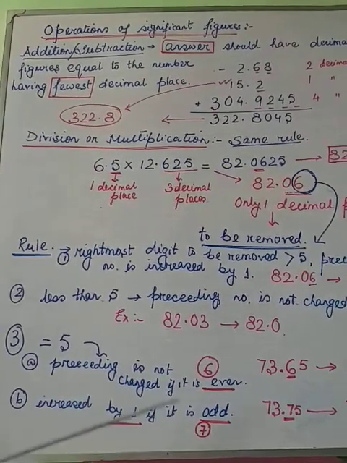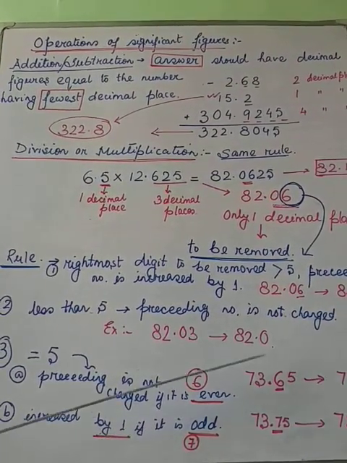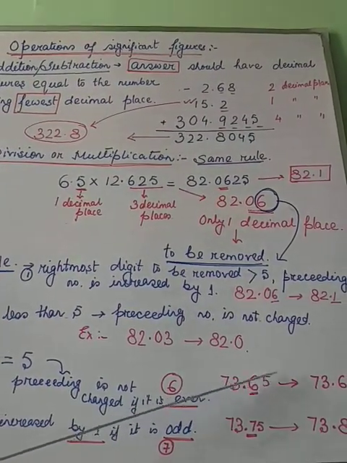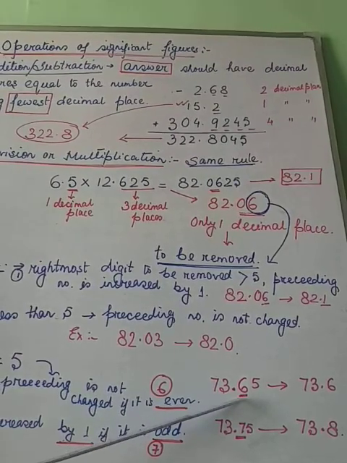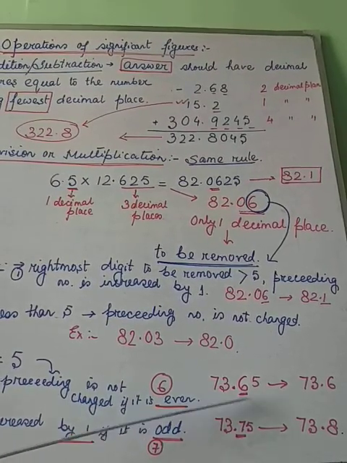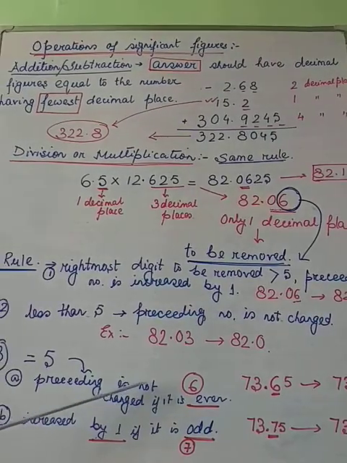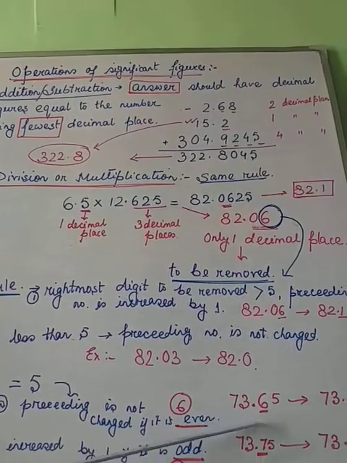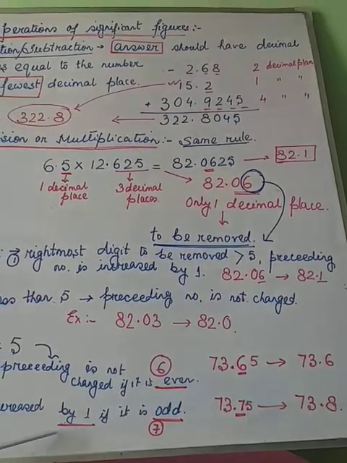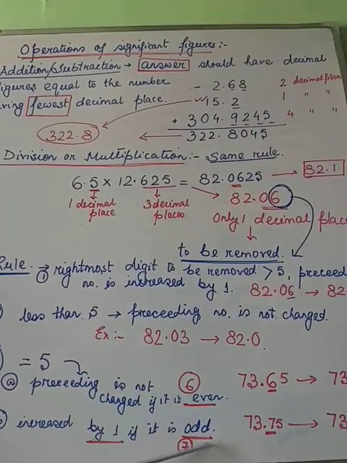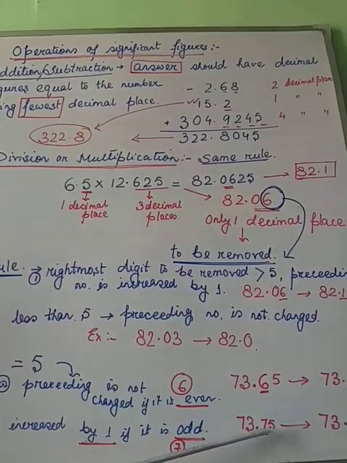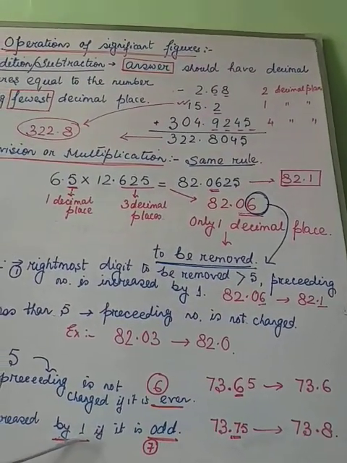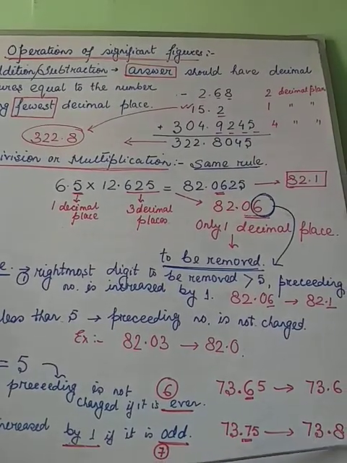See the preceding number. If the preceding number is even, that is 73.65, and we want to remove 5. The preceding number is even, so it will not change. It will remain intact if the preceding number is even. 73.65 will remain as 73.6. But if the preceding number is odd, 73.75, the preceding number is odd, therefore it would be increased by 1, and finally this will be 73.8.